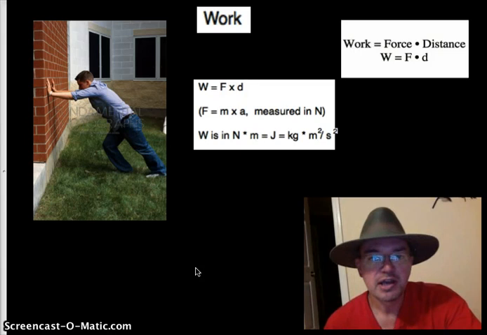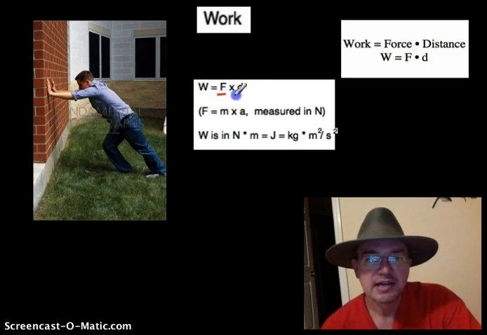Now you can see that we have a formula here for work. Let me get my red pen out. We have a formula here for work, and it's force times distance. We discovered in an earlier video that force was mass times acceleration, with acceleration in meters per second squared. So that ended up being measured in newtons. So this force here is going to be in newtons, and the distance is going to be in meters.